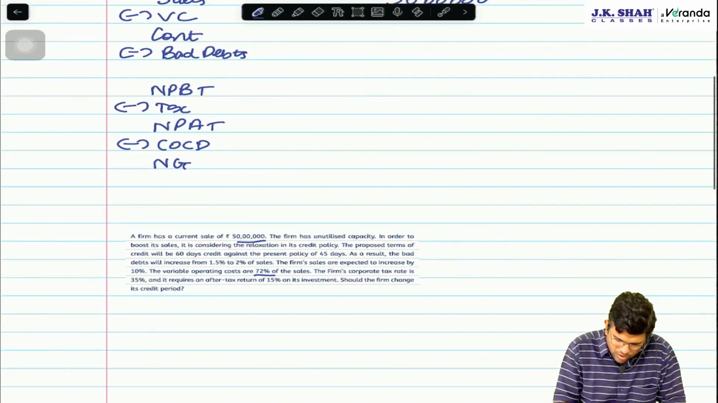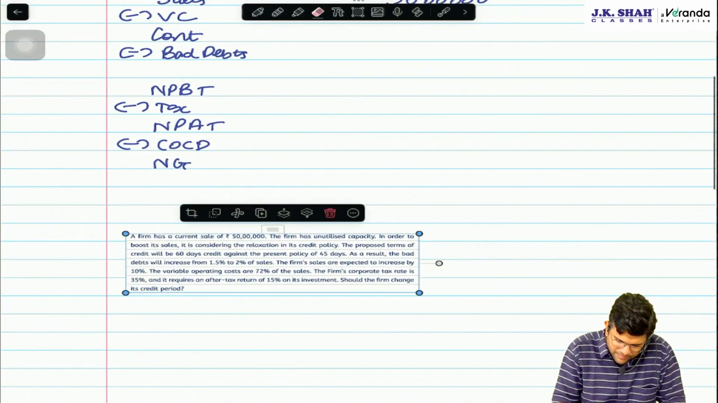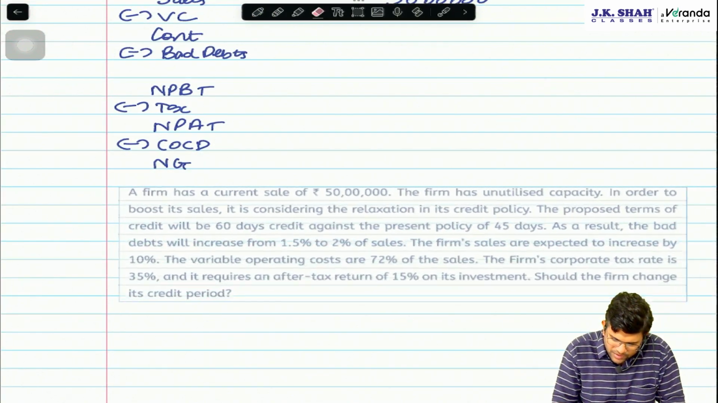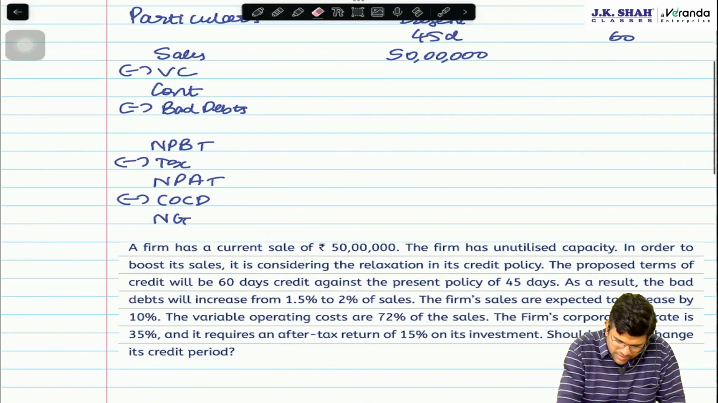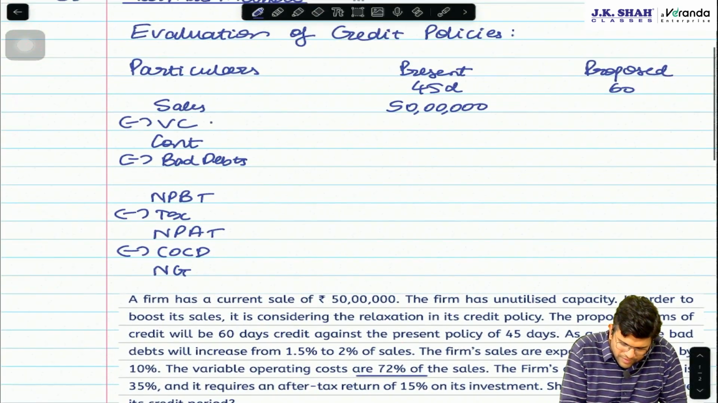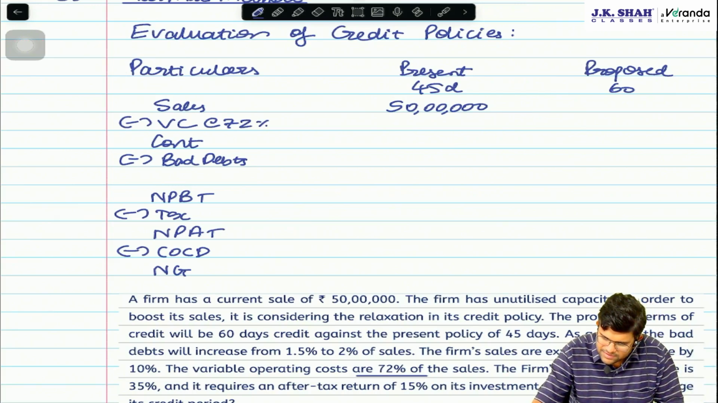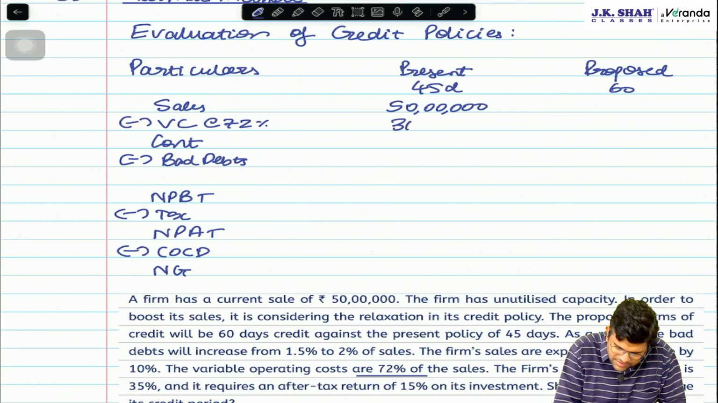In case you are not able to see the question clearly, you can either rewind the video and take a screenshot, or I'll just try to zoom in a bit here. They are saying that variable costs are 72% of sales. So this will be 50 lakh into 72%, and that comes to 36 lakh. When I subtract this, I get a contribution of rupees 14 lakhs.